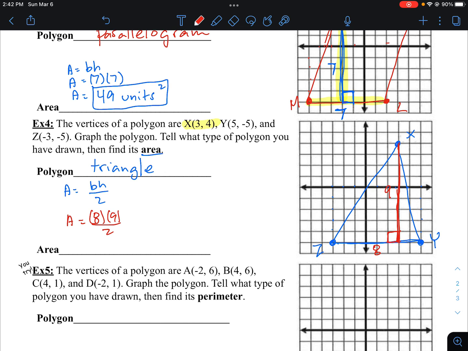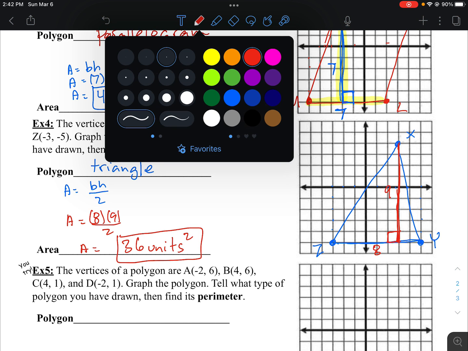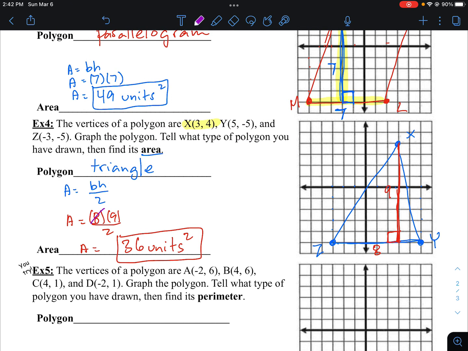If you punch that into a calculator, you're going to get 36. So area is 36, and it's going to be units squared, or square units. Now, some of you may also think, oh, well, I could do this. I could simplify.